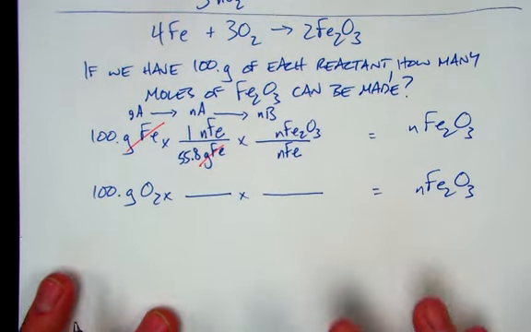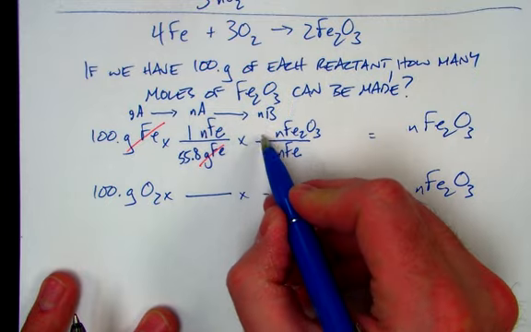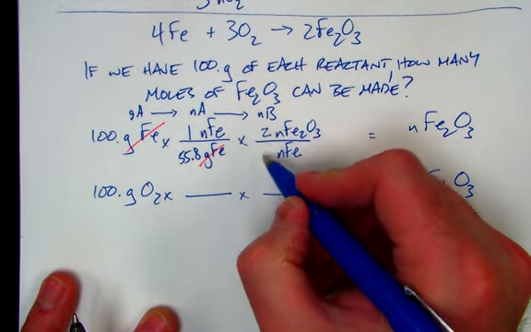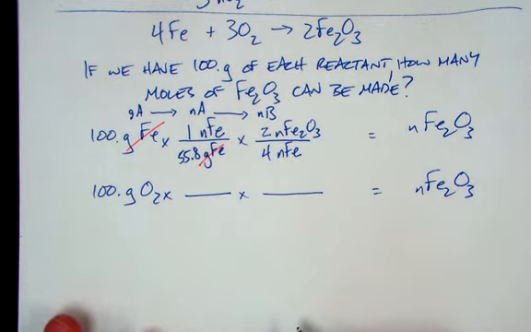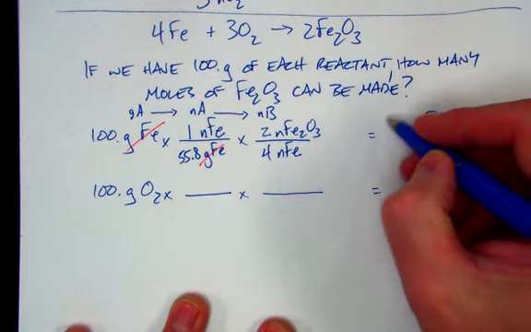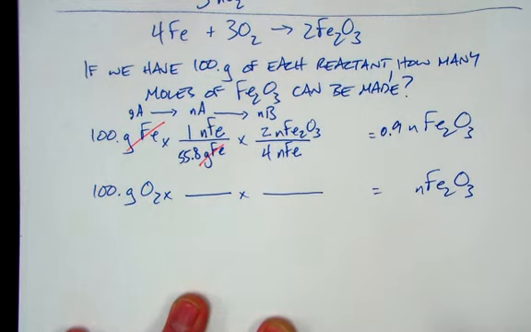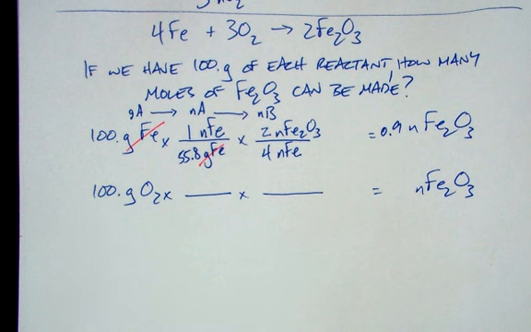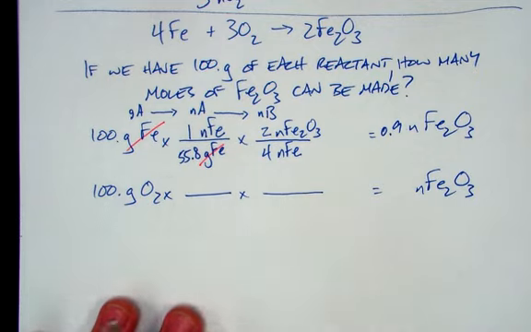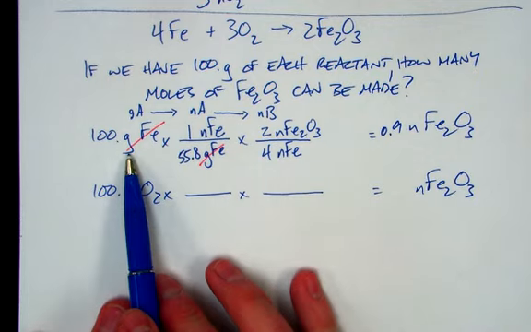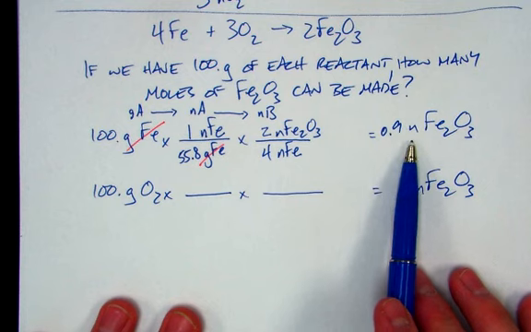From our equation, I see 2 moles of Fe2O3 and 4 moles of Fe. When we do the math on this, we should get about 0.9 moles of Fe2O3. All right, approximately. I didn't carry out significant figures here or anything like that. So what we're saying is if we have 100 grams of Fe, we can make about 0.9 moles of our product.